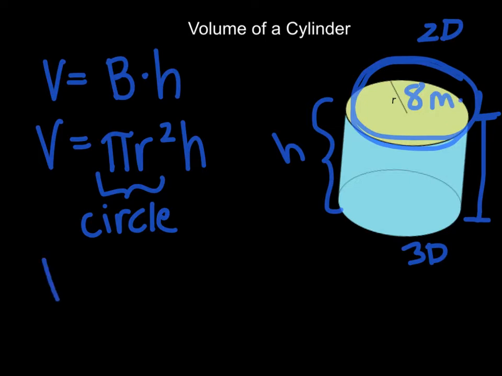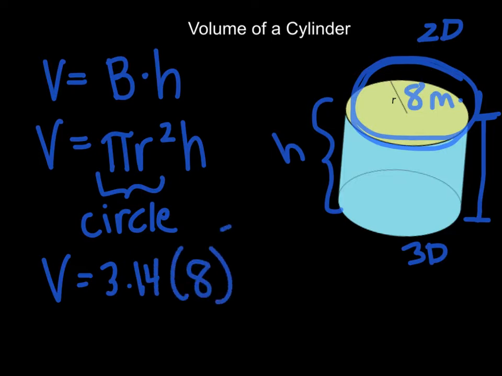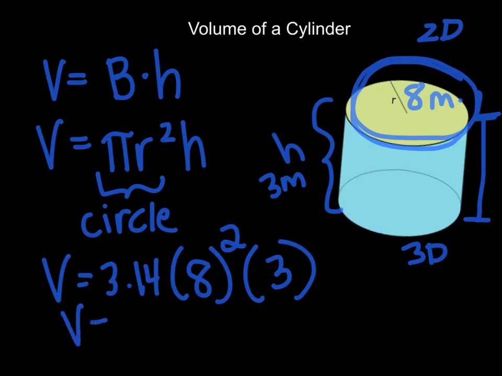To find the volume, I'm going to take pi, which I'll use 3.14. I'm going to plug in 8 for my radius. And then all I need to know now is what the height is. Let's say the height is 3 meters. So I'm going to plug in 3 for my height. And if I plug this into my calculator, I get that the volume of the cylinder is going to be 602.88. And then I label it meters.